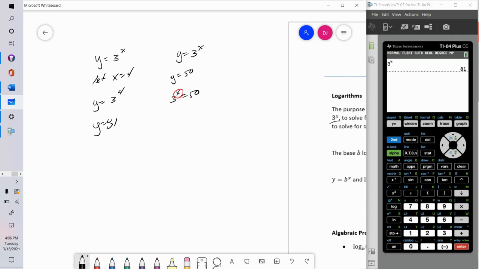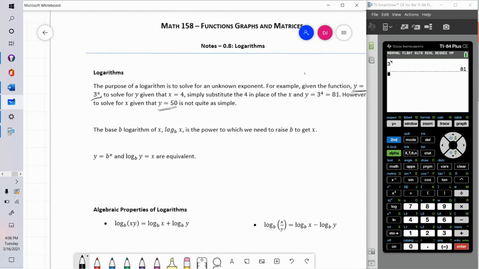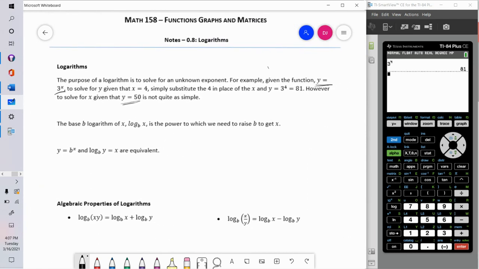So what we want to do is take a little look at logarithms, and what they can be used for. So for example, log base b of x. That's the power to which we need to raise b in order to get x. In other words, if I take the statement y equals b to the x, that's the same as saying that x is equal to log base b of y. And I want to be able to convert back and forth.